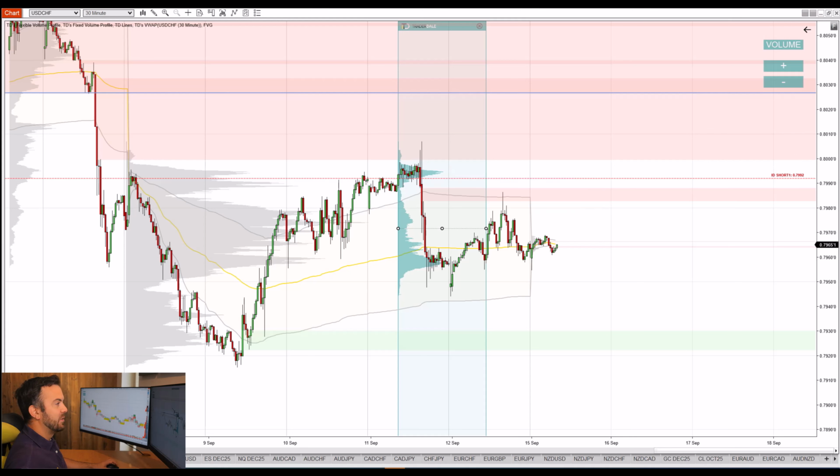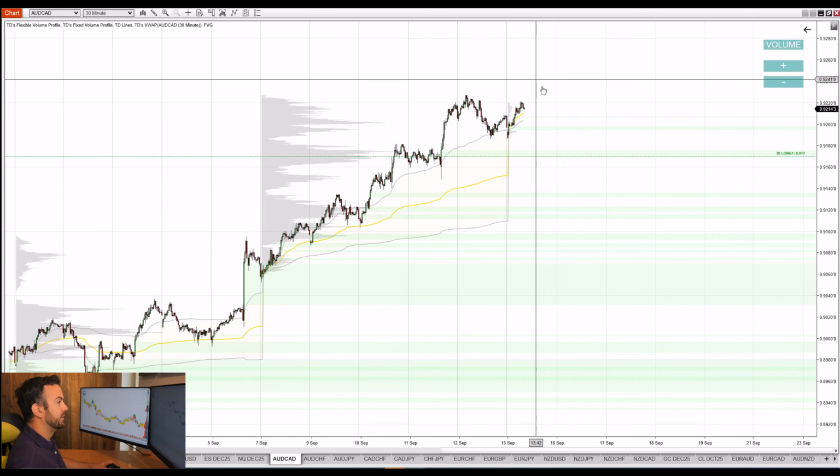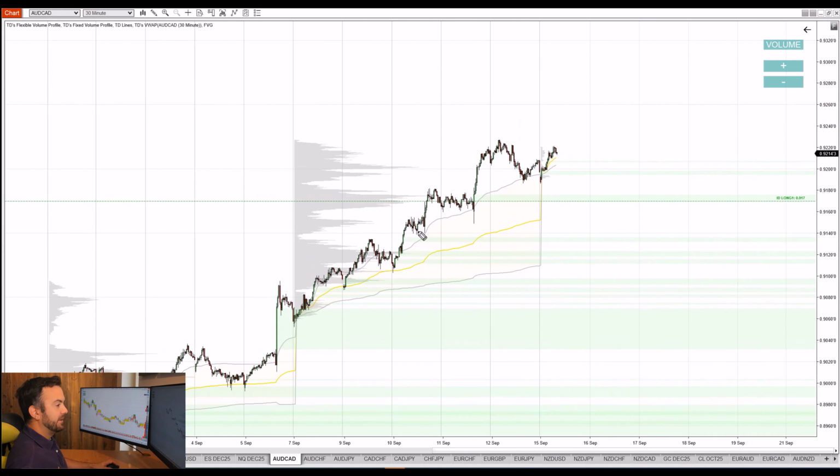All right, so that's for the US dollar Swiss franc. And the next trading idea that I wanted to share with you is the Australian dollar Canadian dollar. In here, you can see that there's a rather strong trend. By the way, this is a 30-minute chart of the Australian dollar Canadian dollar, my favorite time frame for intraday trading analysis. In here, we have a strong trend.